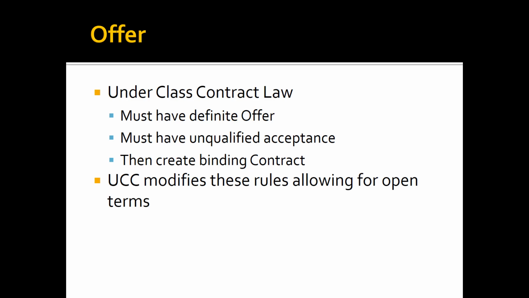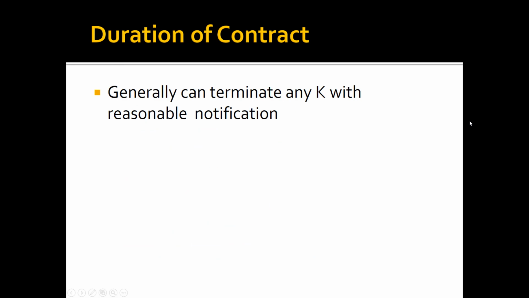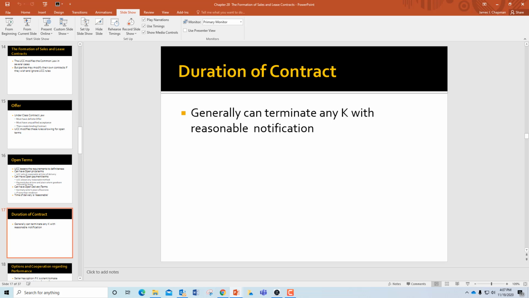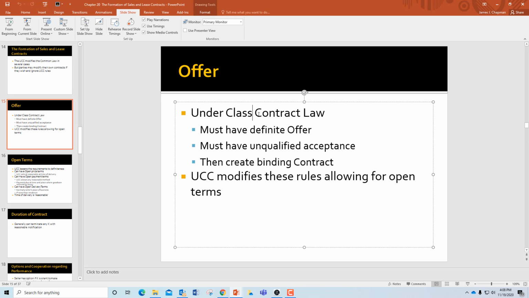Okay, a couple quick things then. Under classic contract law, you have to have a definite offer. You have to have unqualified acceptance, and then you create your binding contract. The UCC allows you a little bit more wiggle room. The UCC says, no, we're going to change some of the rules here.